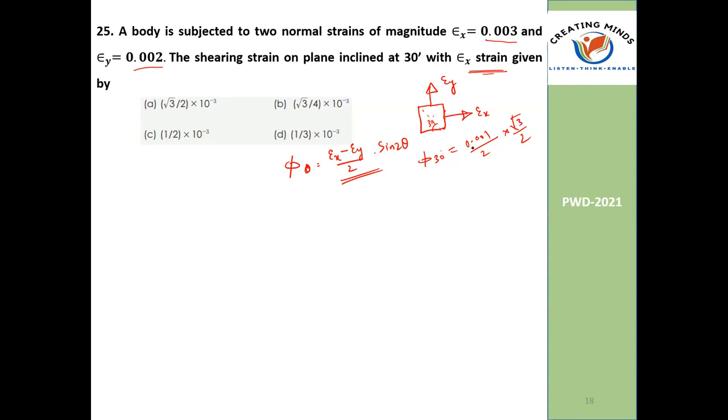Now 0.001 can be written as 10 power minus 3. What is the remaining thing? Root 3 divided by 2, 2 twos are 4, into 10 power minus 3. Which one is the answer? Option B. See, root 3 by 4 into 10 power minus 3. 2 twos are 4, so root 3 by 4. Any doubts?